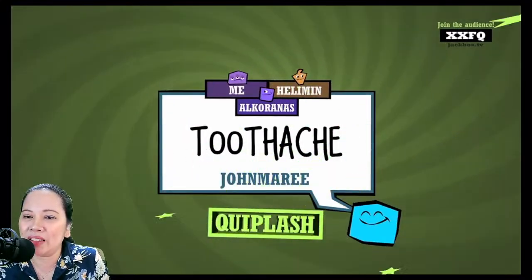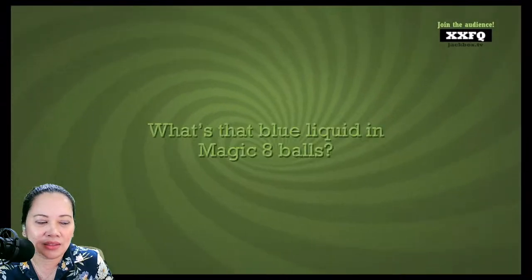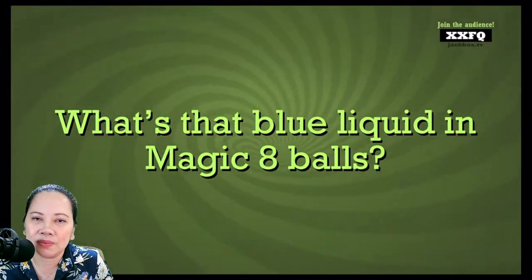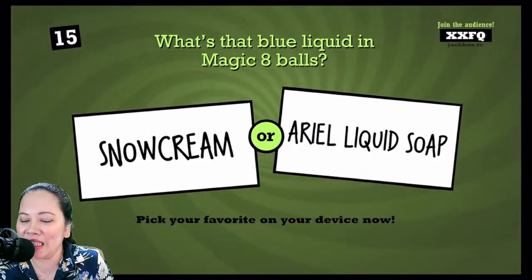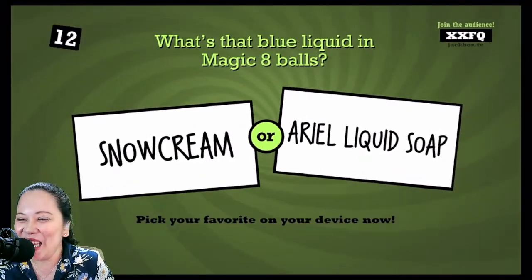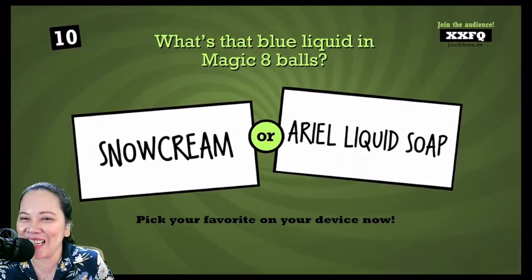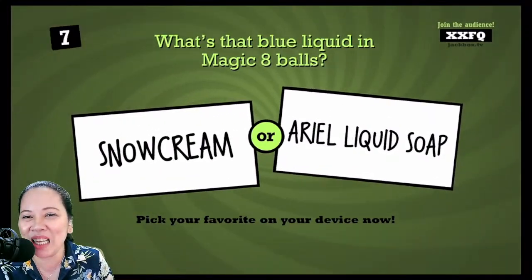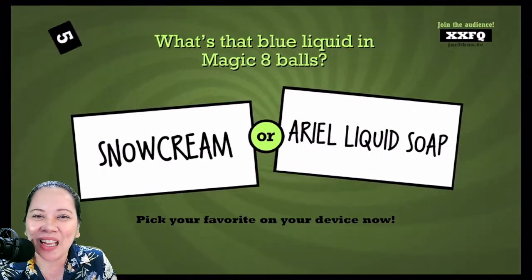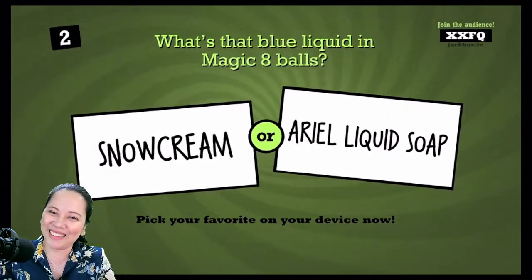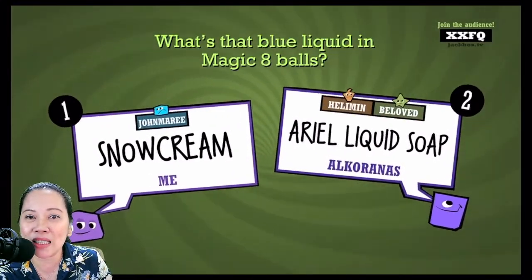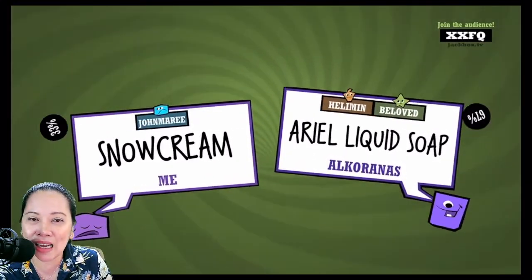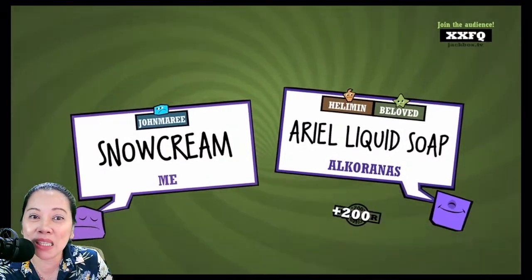John Mare, are you in KL? Next on the list, what's that blue liquid in Magic 8 Balls? Vote on your devices. Ariel liquid soap. Yes, I believe it's Ariel liquid soap. Snow cream. I miss snow cream. For those that are Malaysian, snow cream is your ice something like your ABC.